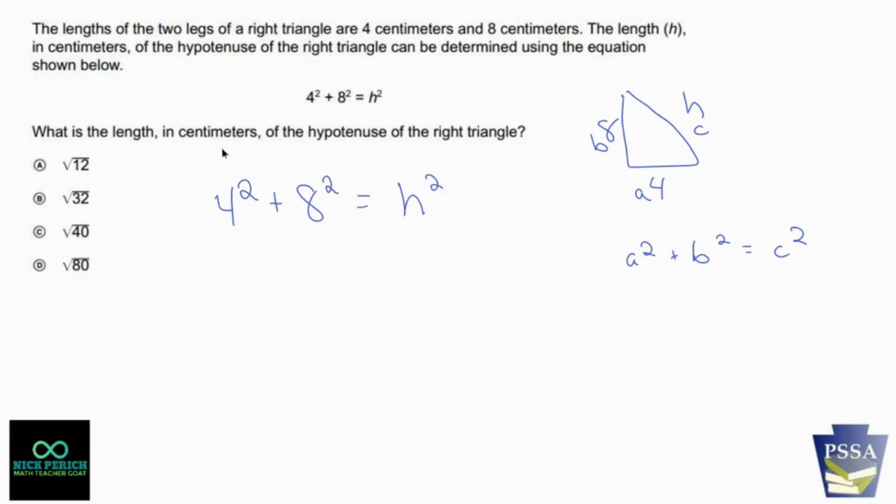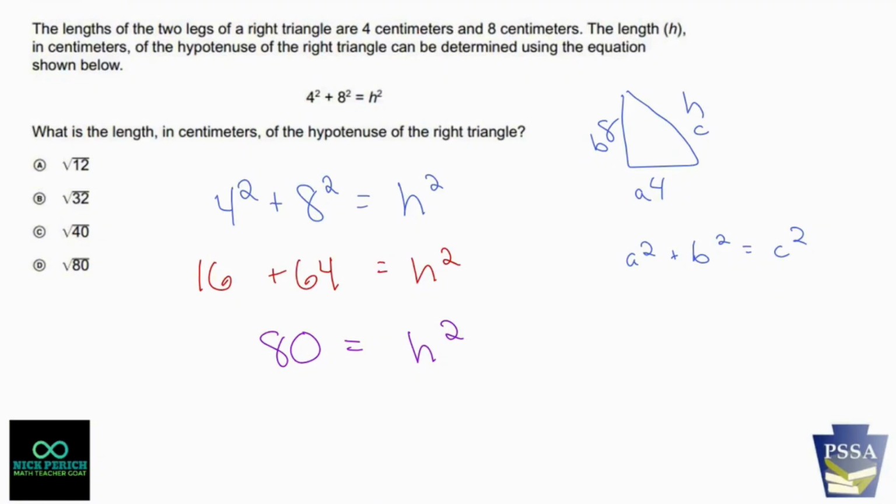What is the length in centimeters of the hypotenuse of the right triangle? So we're just going to continue this problem. 4 squared is 16. 8 squared is 64. That equals h squared. 16 plus 64 is going to be 80 exactly. So 80 equals h squared.